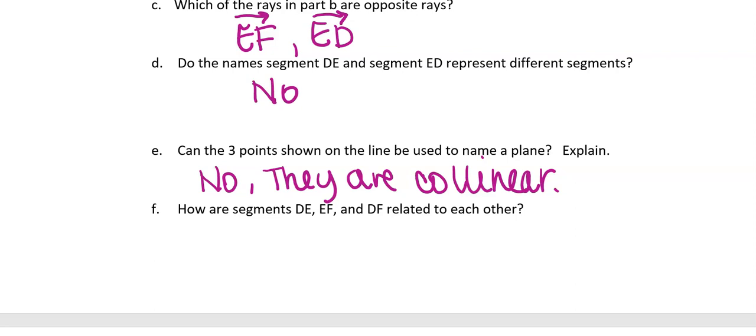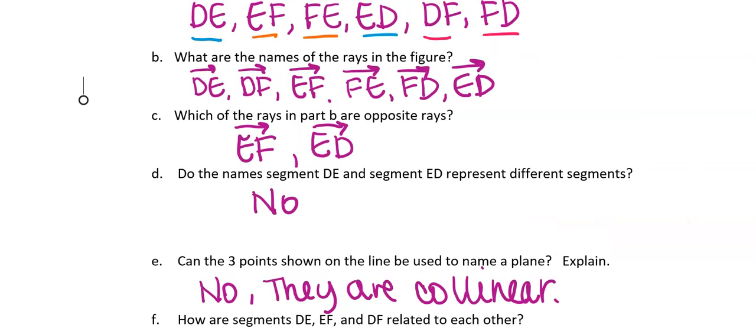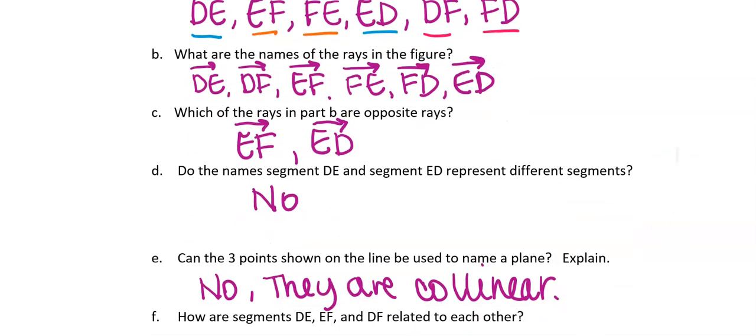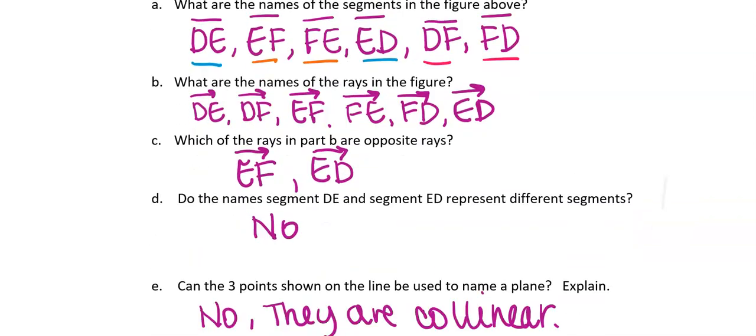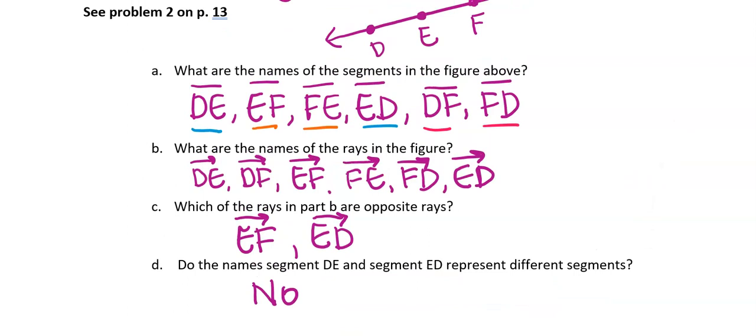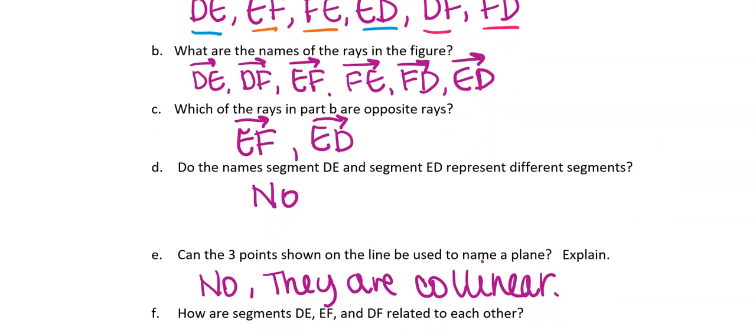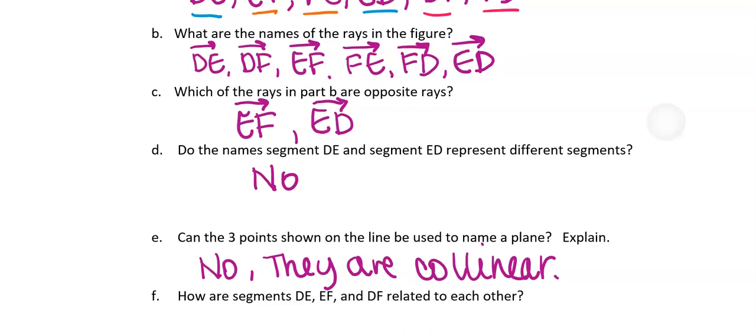How are the segments DE, EF, and DF related to each other? Segment DE, segment EF, and segment DF, they're on the same line.